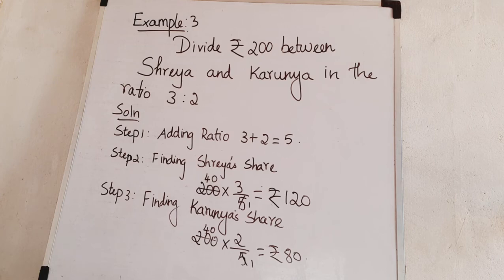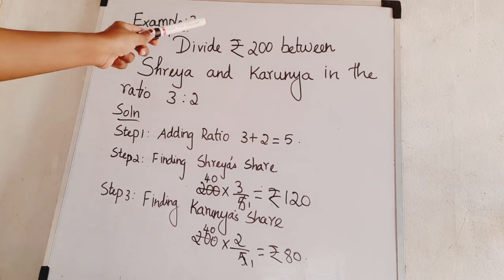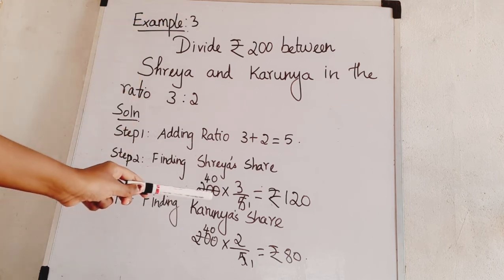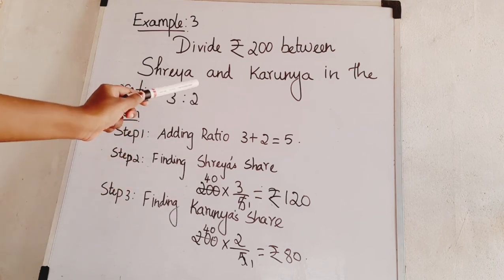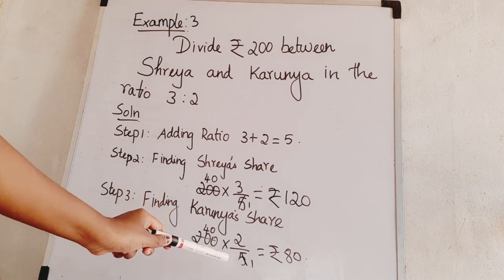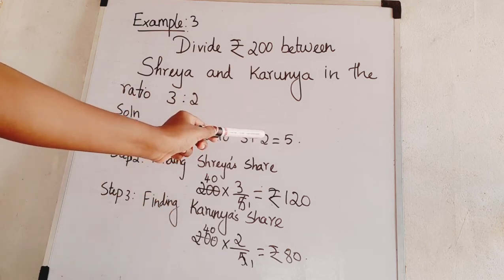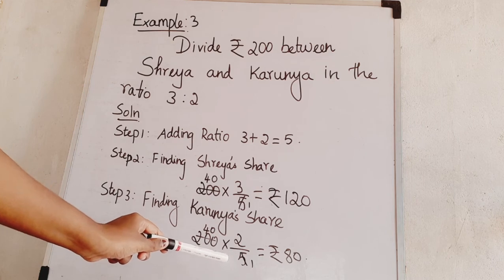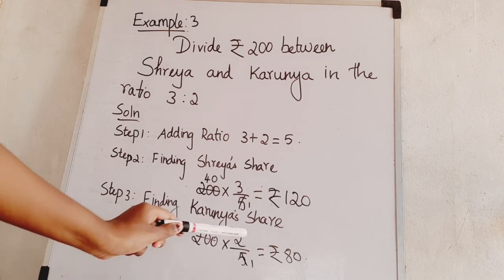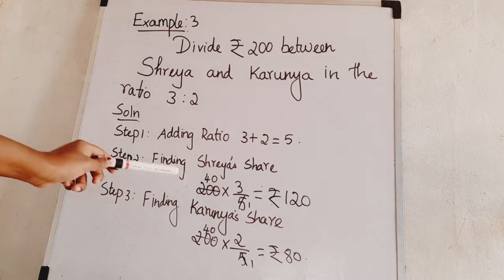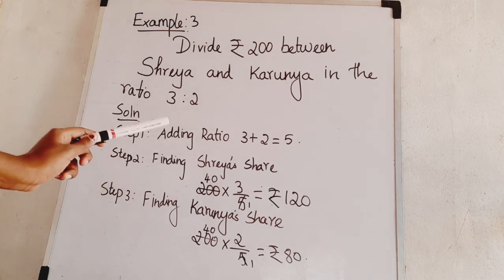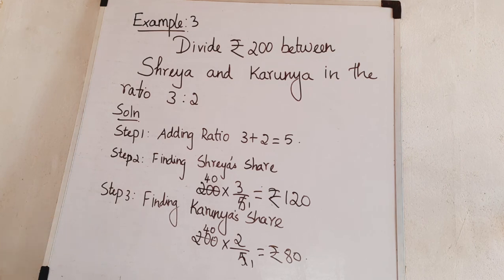And the next one is to find Karunya's share. In step 3, first you write the rupees as it is. Then in the numerator you write Karunya's ratio, that is 2, and divide it by the total ratio, that is the added ratio, 5. When you cancel, you will get 80 rupees. So finally you got the answer: Shreya's share is 120 rupees and Karunya's share is 80 rupees.